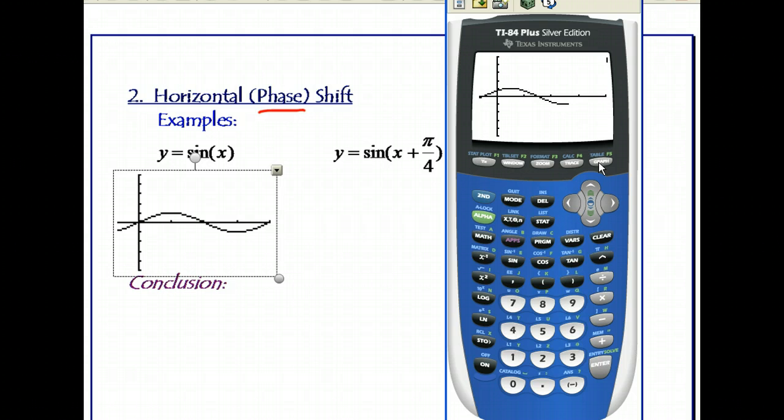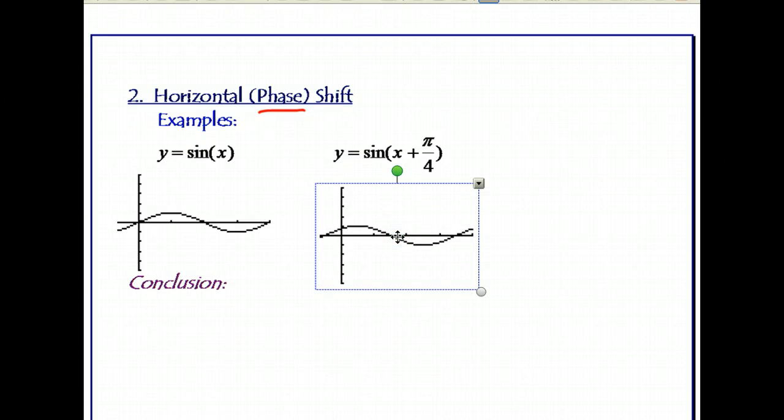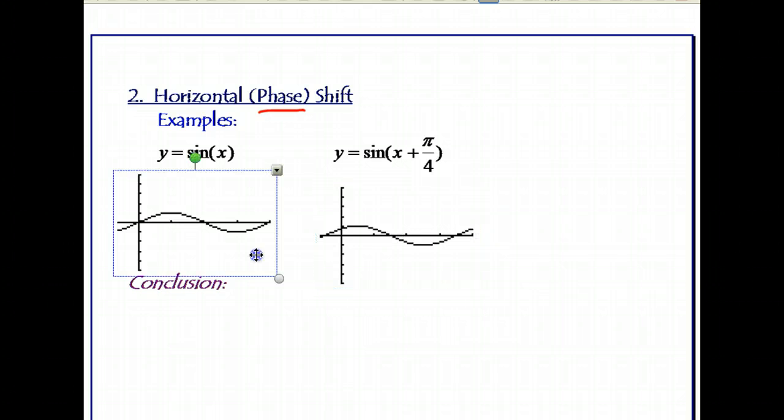Well, this one didn't get any bigger or smaller and didn't move up or down. So let's pull it over here and see what happened. If we notice, just like we were talking about with the vertical shift, we were using the y-axis as our gauge of what's going on here. With a horizontal shift, we're going to take a look at the x-axis.